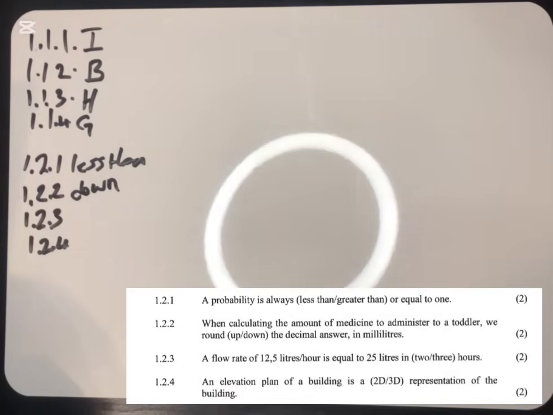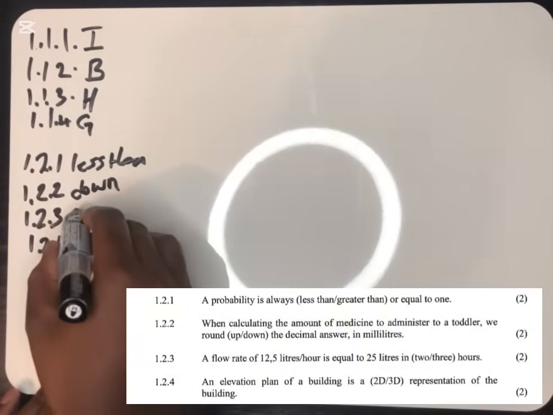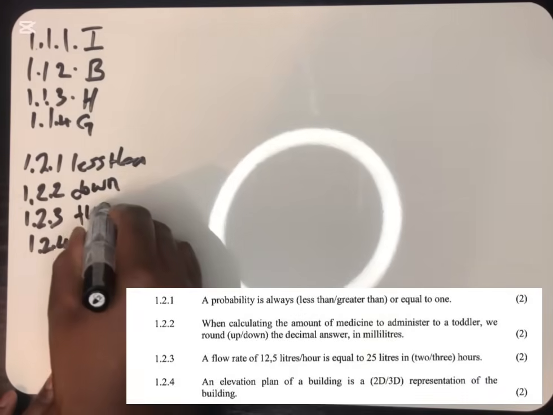The next question, 1.2.3, it says a flow rate of 12.5 liters per hour is equals to 25 liters in 2 hours. In 2 hours. The correct answer there is 2.